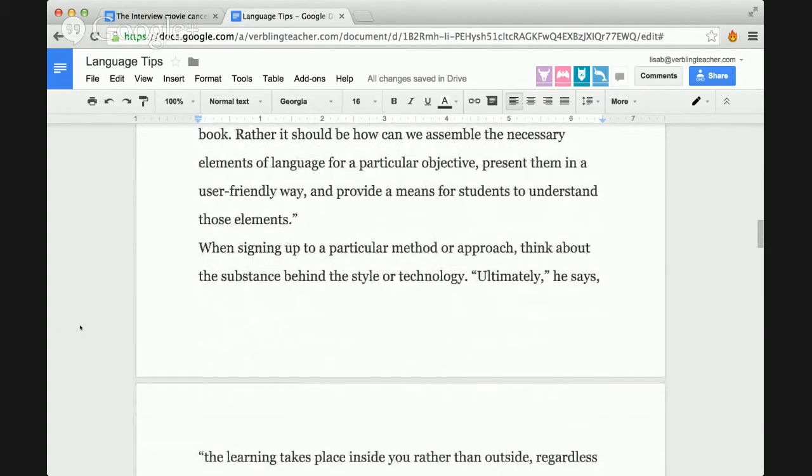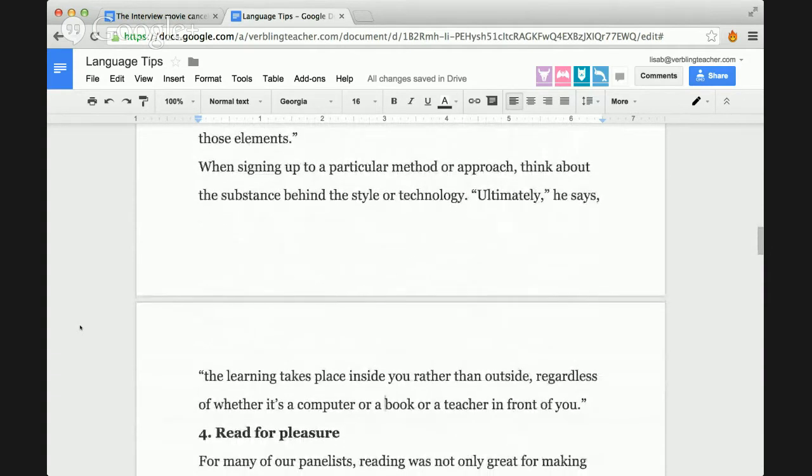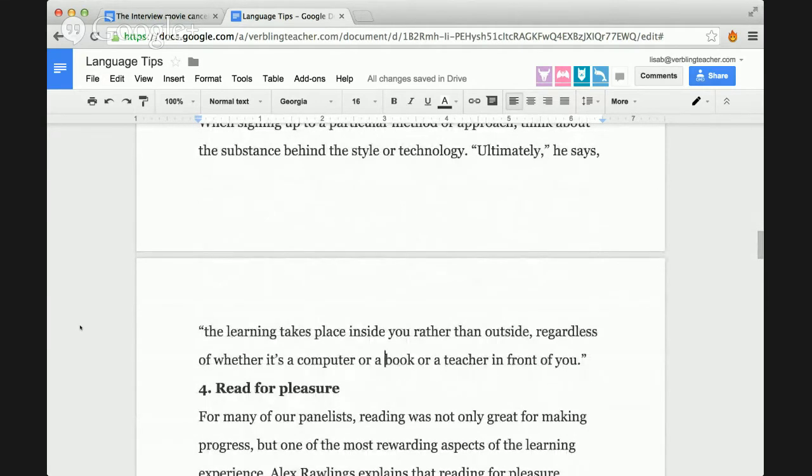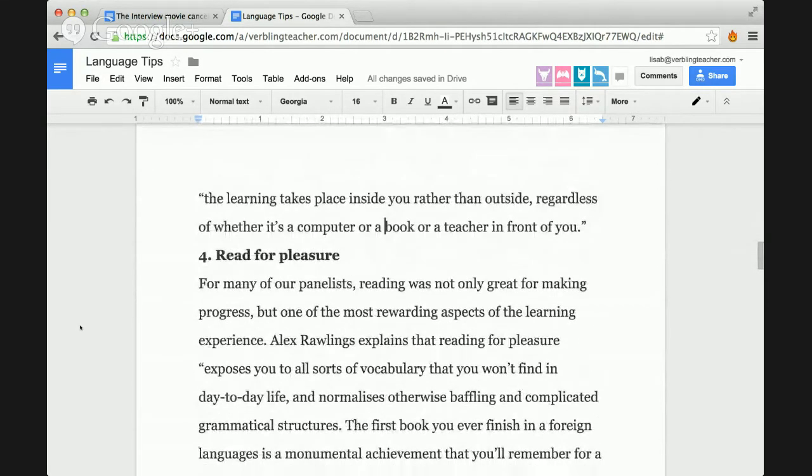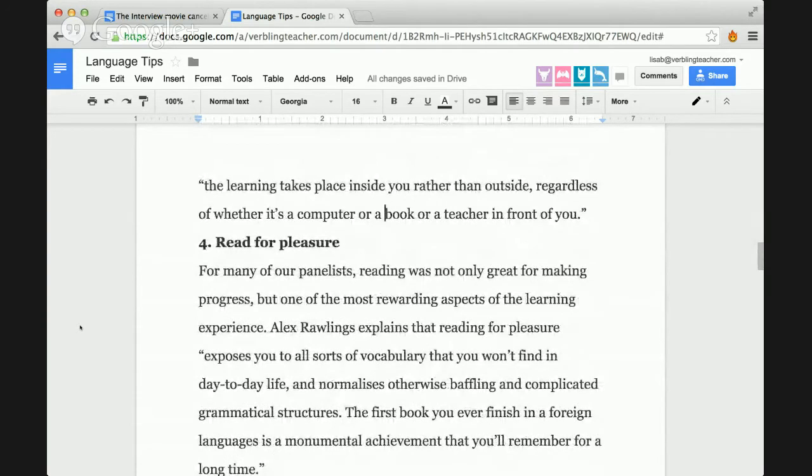When signing up to a particular method or approach, think about the substance behind the style or technology. Ultimately, he says, the learning takes place inside you rather than outside, regardless of whether it's a computer or a book or a teacher in front of you.